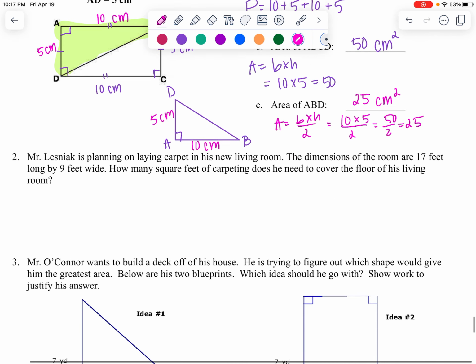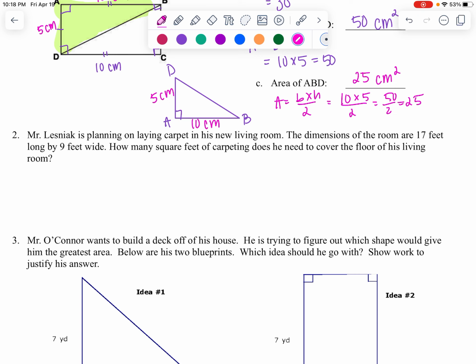All right, number 2, it says Mr. Lesnick is planning on laying carpet in his new living room. The dimensions of the room are 17 feet long by 9 feet wide. It's asking us how many square feet of carpeting he needs to cover the floor of his living room. So here it does not provide us a picture, so I'm going to create our own. We can assume that it is going to be a rectangle. So here's my rectangle. It says it's 17 feet long, and then it's 9 feet wide.